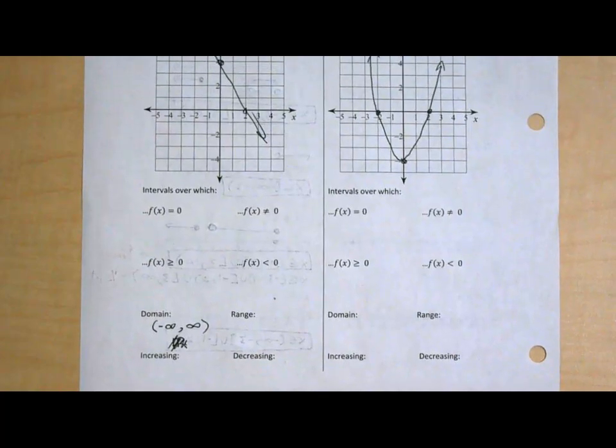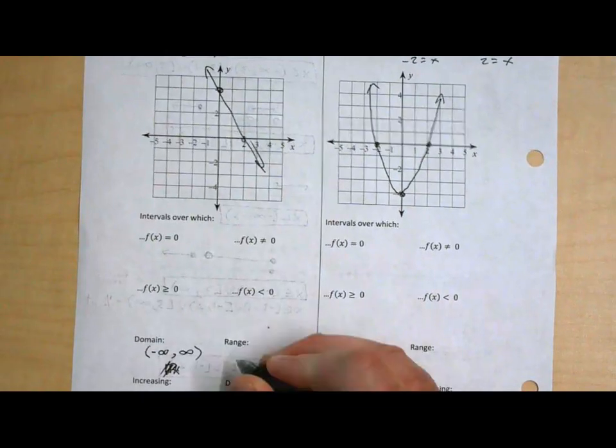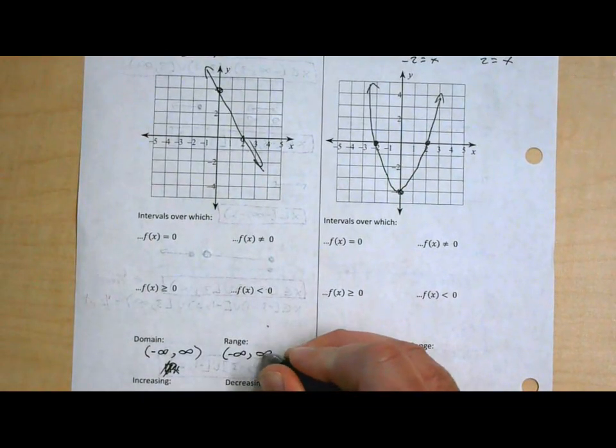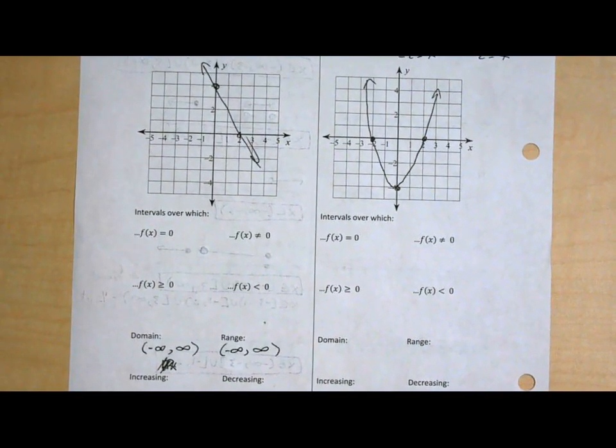How about the range of this graph? What y values appear on this graph? All of them. Have you all learned about increasing and decreasing? This is back in Algebra 1. I wouldn't be surprised if you forgot it because we don't talk much about it in Algebra 1.